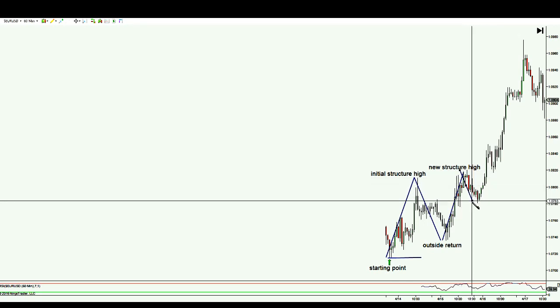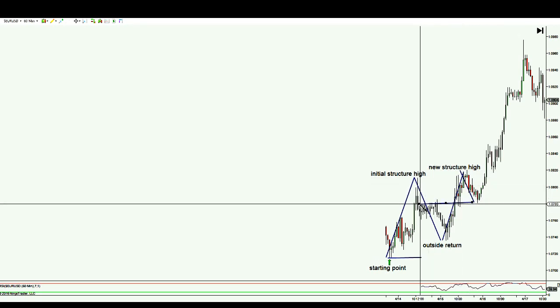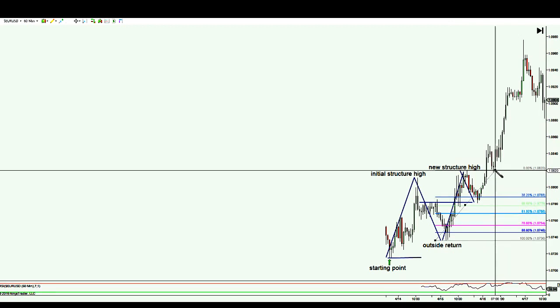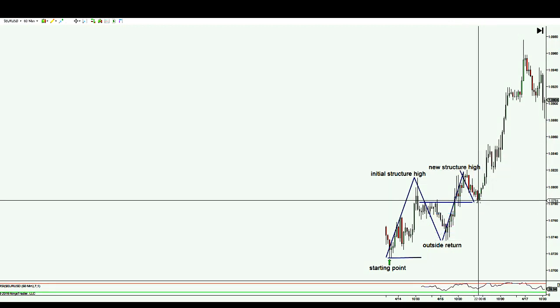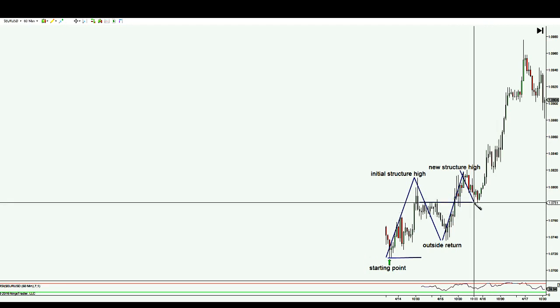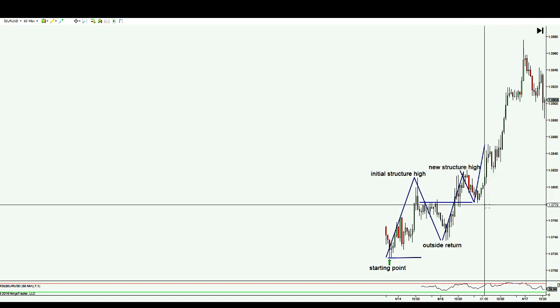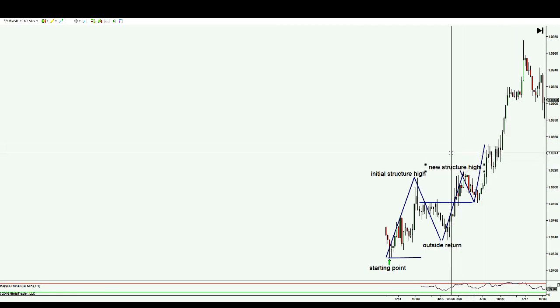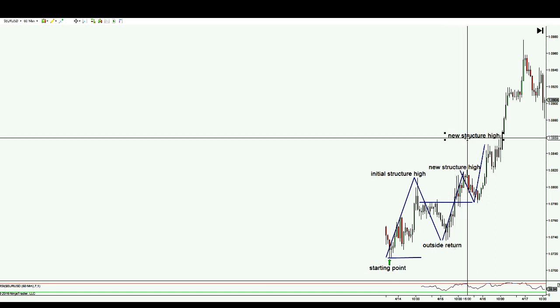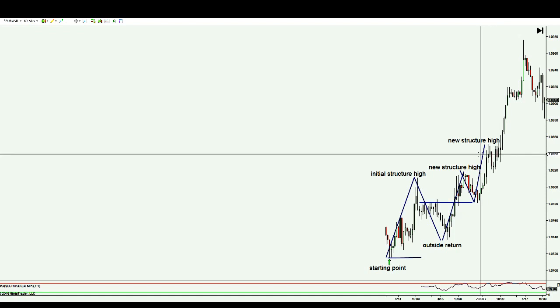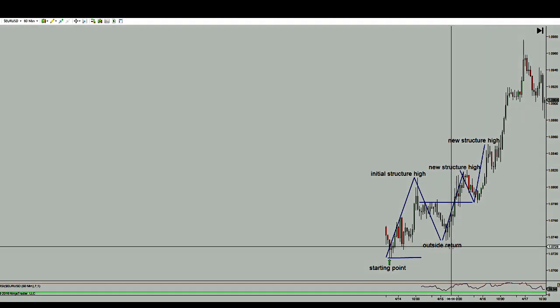So we get a smaller pullback. It did pull back into structure here, probably a 382. Yeah, 382, almost a 50%, so really right in the middle of that zone. Price rallies up and we get a higher close, giving us a new structure high here. And with this new structure high, this right here becomes our outside return.